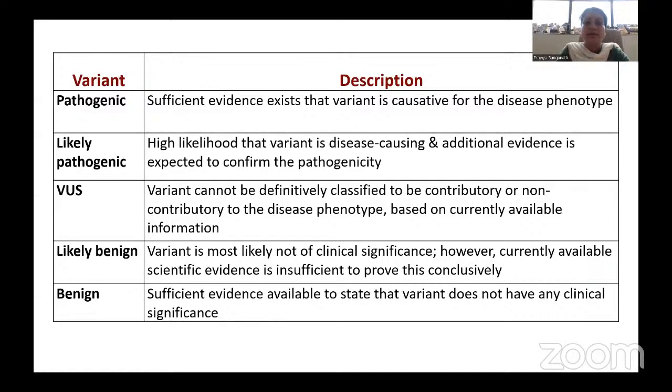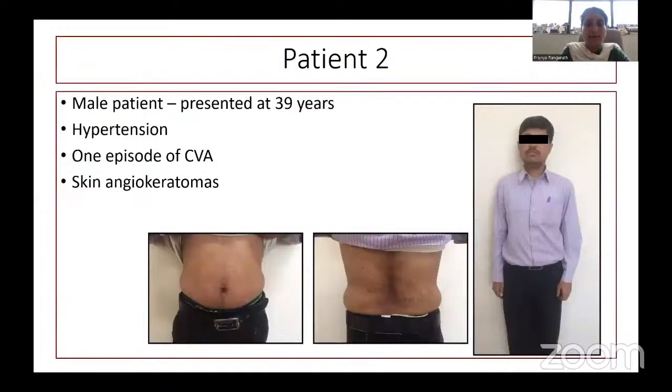Likely benign, the variant is most likely not of clinical significance, but currently available scientific evidence is insufficient to prove this conclusively. And benign variants are one where you have sufficient evidence that the variant does not have any clinical significance. So as I said, what we generally consider to be disease causing are the pathogenic and the likely pathogenic variants which match your disease phenotype. So now I'll move on to the next patient.